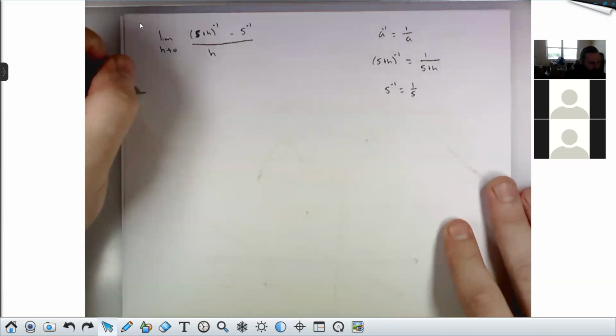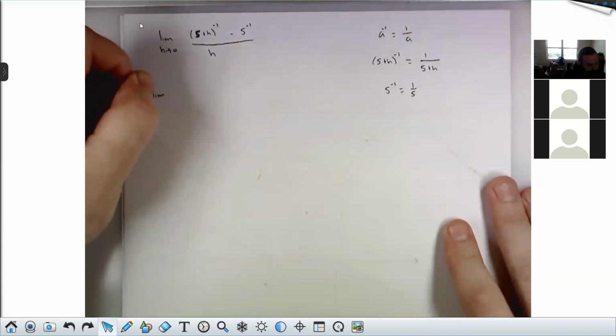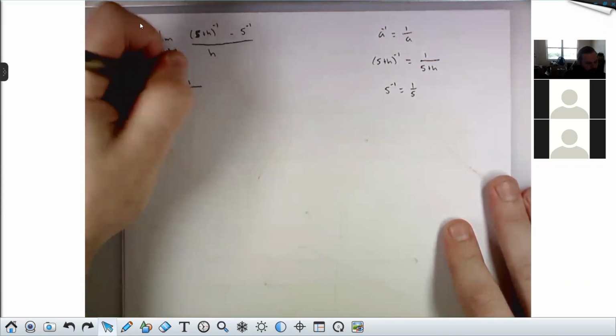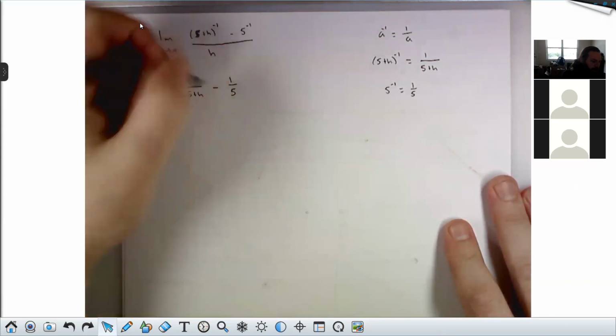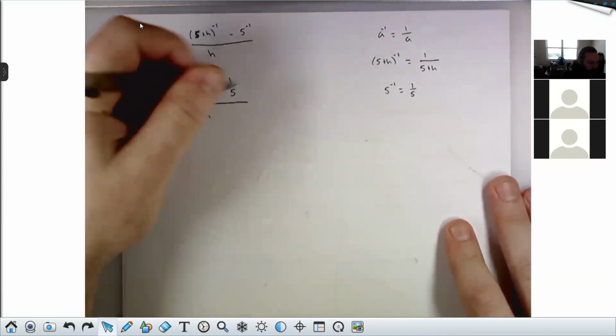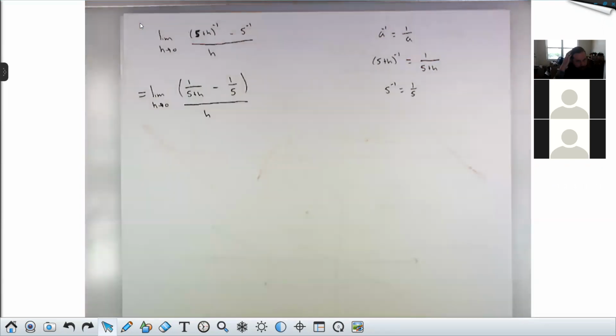So we have the limit as h goes to 0 of 1 over 5 + h minus 1 over 5, and all that is being divided by h, just like this. Now, if I want to clean this up, the challenge with this problem is that if you just plug in 0 for h, the top goes to 0 and the bottom is also 0. And I can't divide anything by 0. That's an issue. So I really want to get rid of this h down here.